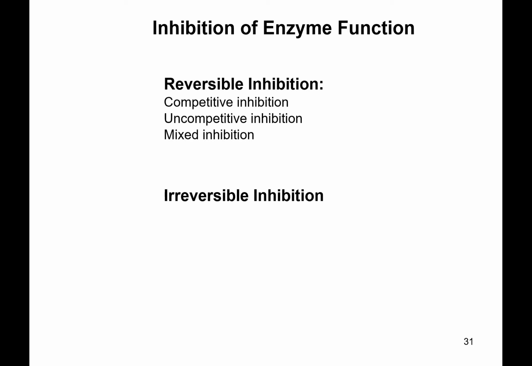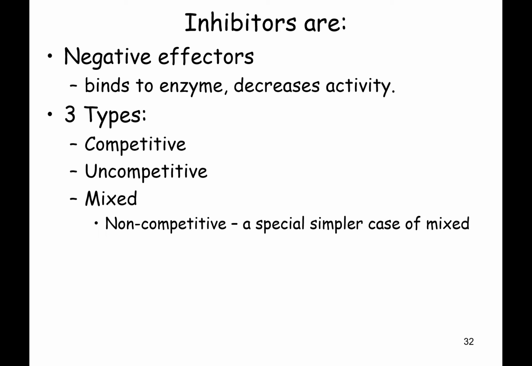There's also irreversible inhibition, which we won't really talk too much about, because that in a sense really kills the enzyme. We'll mention a couple of examples of irreversible inhibition, but that's really just an inactivation of an enzyme, usually by something like an inhibitor binding covalently to the active site.